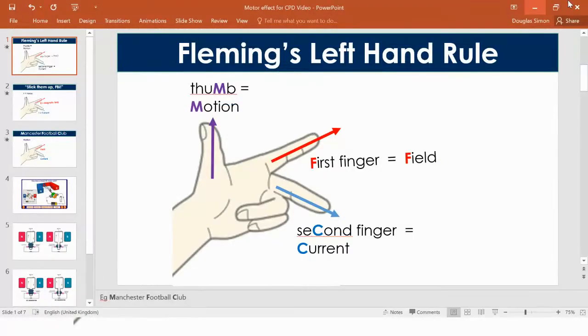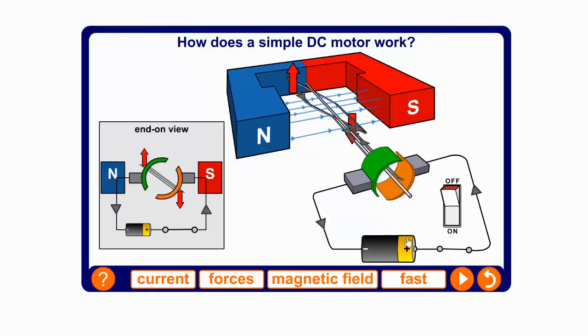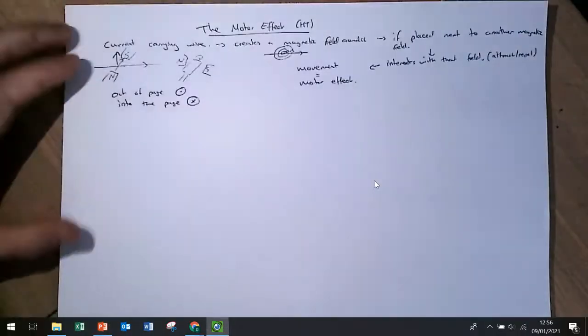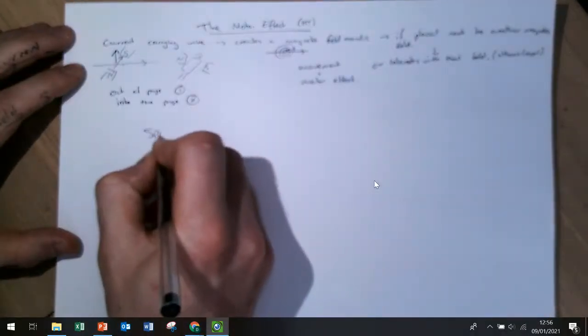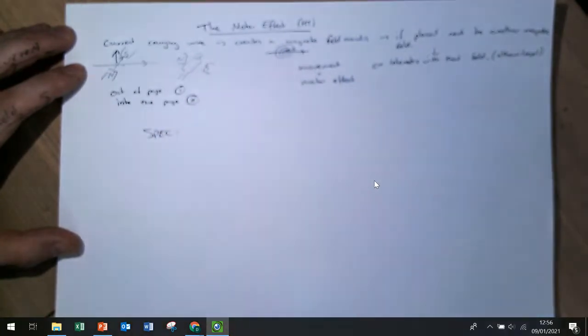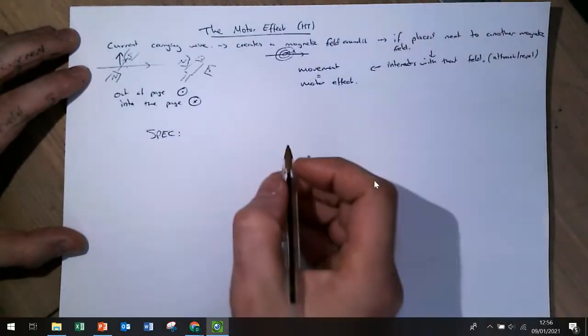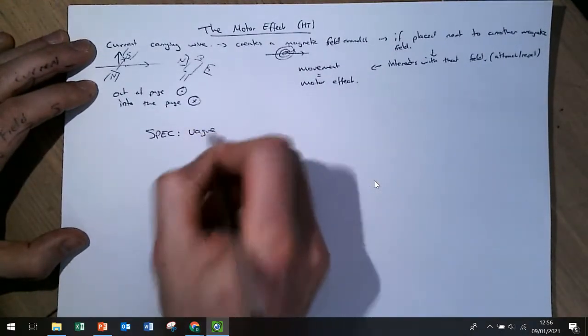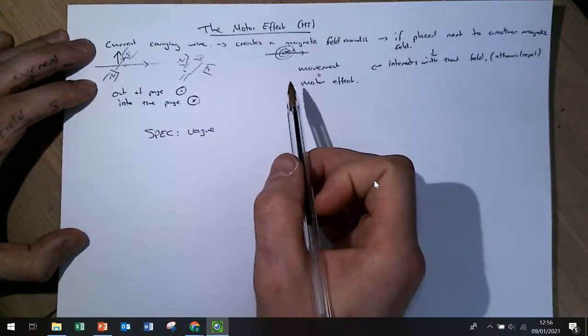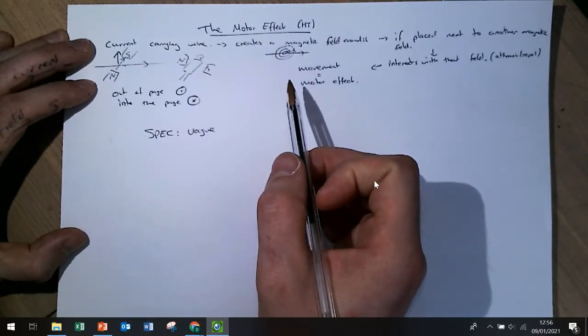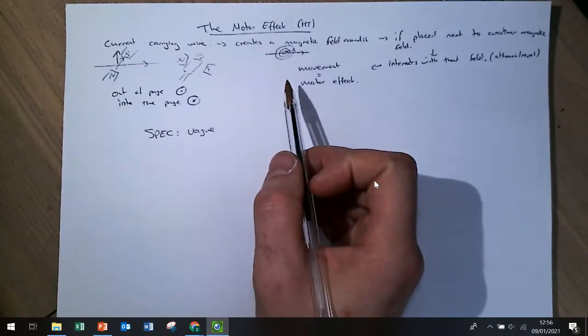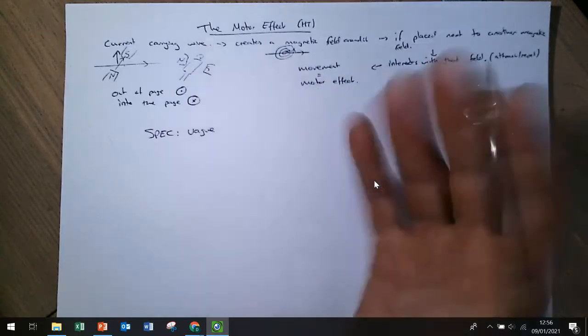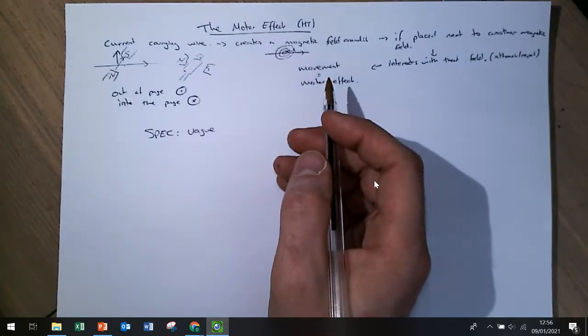Well, the spec, quite interestingly, is actually quite vague in its description. The spec says, explain how force on a conductor causes the rotation of a coil, and it also talks about a simple motor.